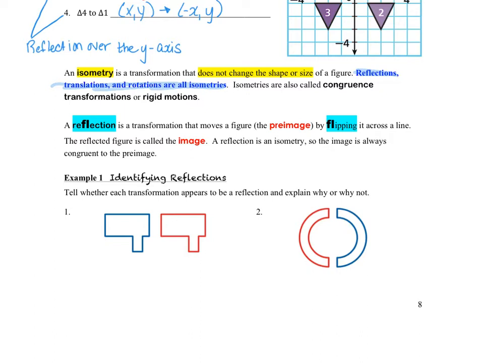So a reflection is a transformation that moves a figure by flipping it across a line. The reflected figure is called the image. A reflection is an isometry, so the image is always congruent to the pre-image.